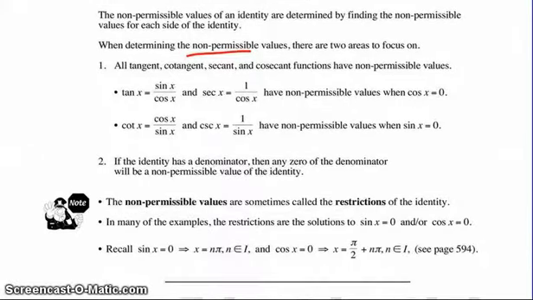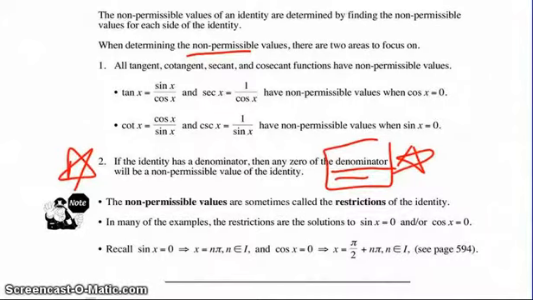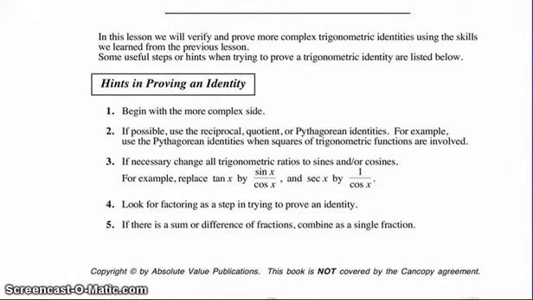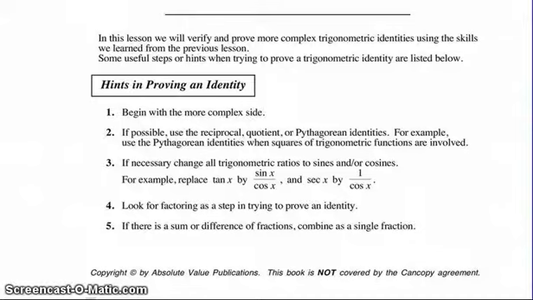Number 2 really is the key: anytime that you have a denominator, that's the most important thing. Non-permissible values are sometimes called restrictions on the identity, and in many examples, restrictions to the solution. Sine x equals 0 or cos x equals 0, that's the important one. There are some hints for following steps in identity. They're a little bit like what we've talked about before. This is your procedure that guides you to success.